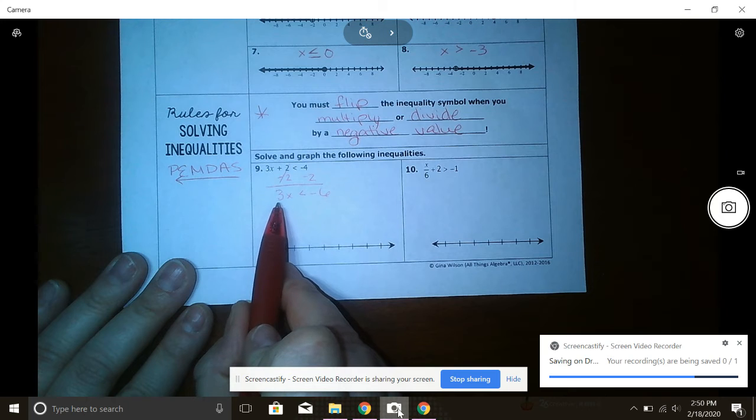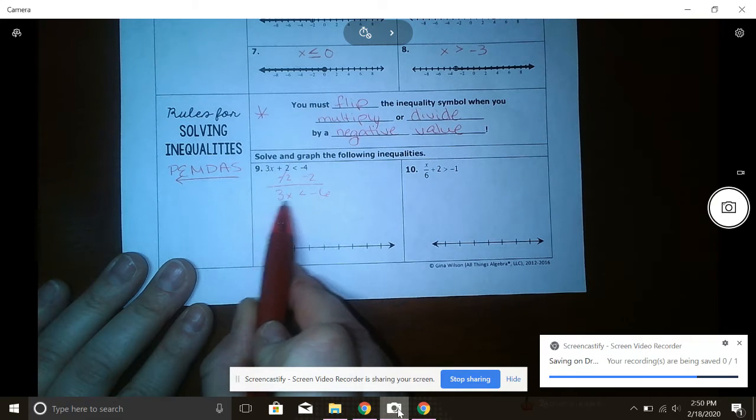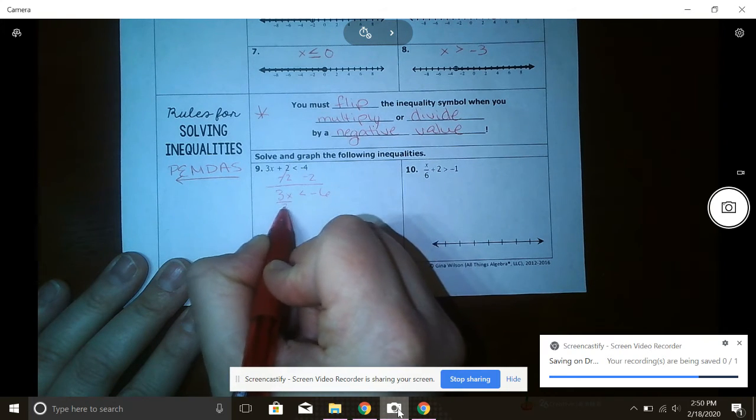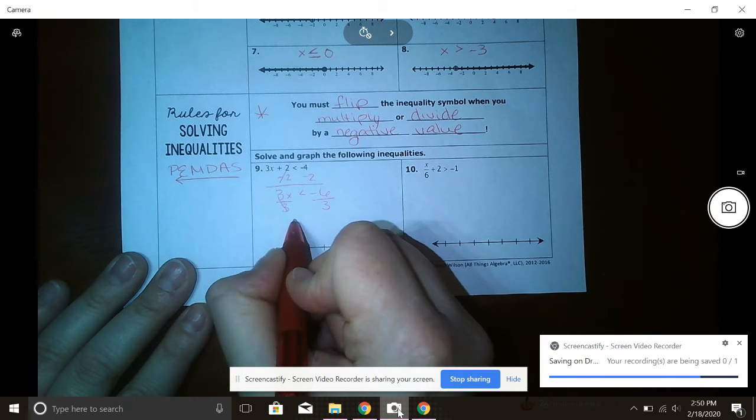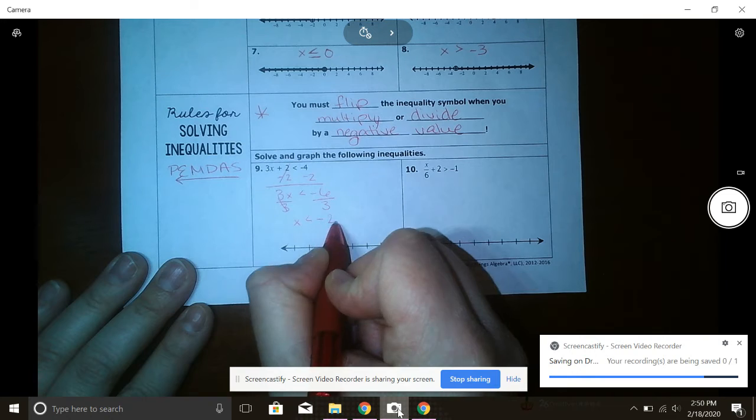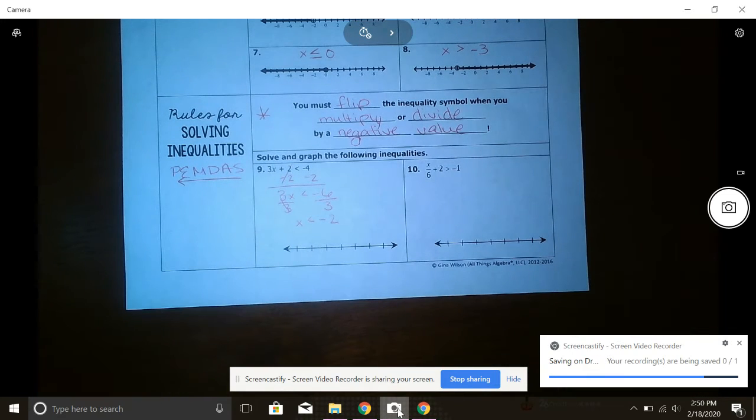Now I need to remove this positive 3 that's multiplying the x, so I'm going to divide by a positive 3. Dividing by a positive is not a reason to flip the inequality sign, so my final answer is x is less than negative 2.